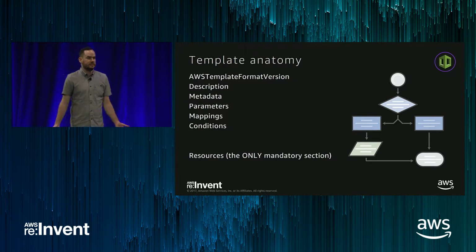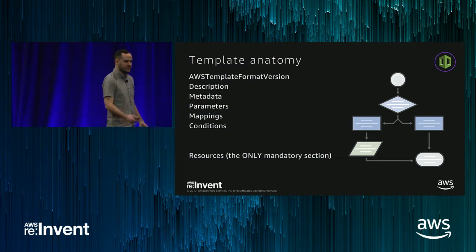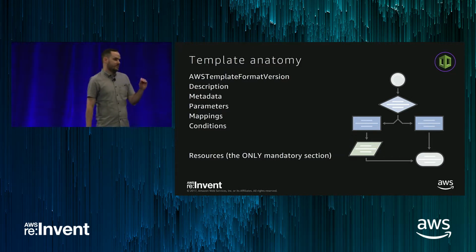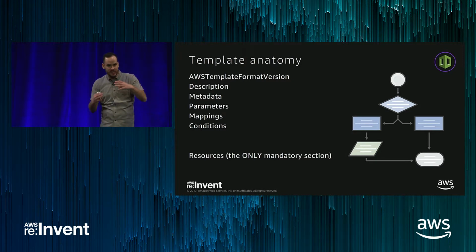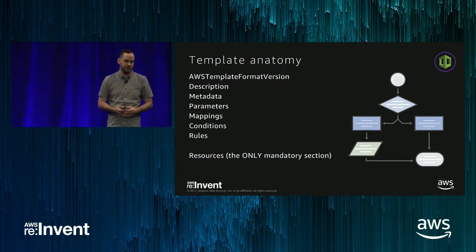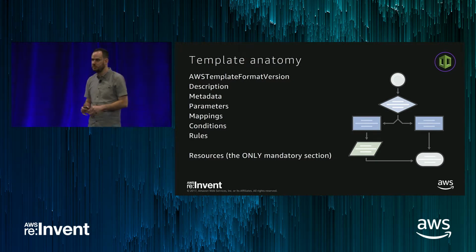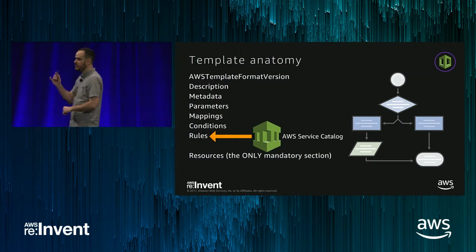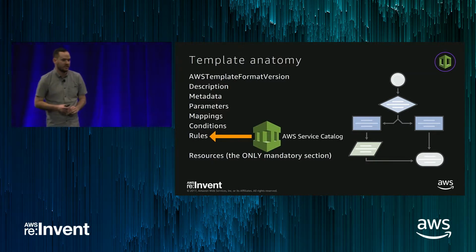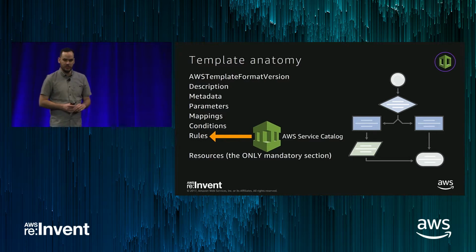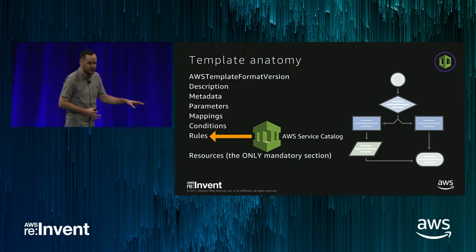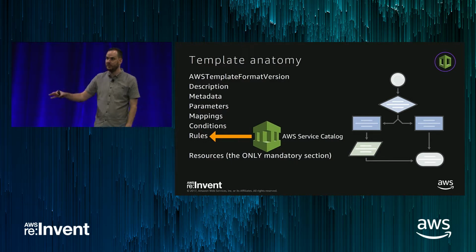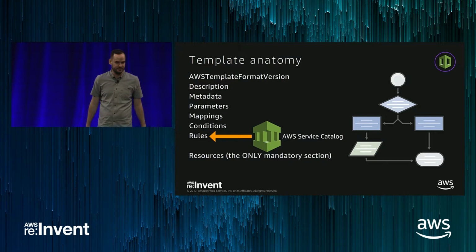Then you have conditions. These are like conditional statements. The great thing about these is you can tell it to create a resource or not create it based on the inputs and evaluating a condition. Then you have rules. You may not be familiar with rules. That's because they come from AWS Service Catalog. These are great template constraints, and you can basically allow a template to not be deployed in a particular region, or require that you use a particular instance type, and things of that nature.